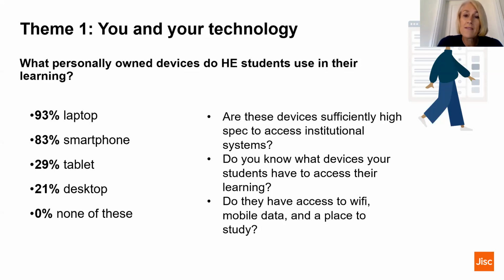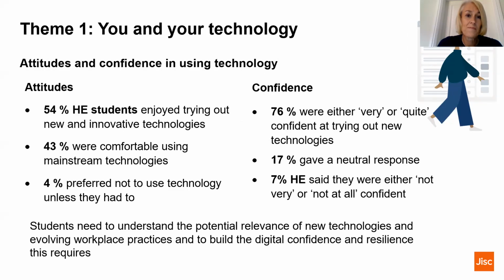So we need to ask ourselves, are these devices sufficiently high spec to access the institutional systems you'll be providing? And do you have a mechanism in place to know that the students arriving on campus, what devices they have access to for their learning? Do they have access to Wi-Fi, mobile data, and importantly, if they are studying remotely, do they have a place to study that is secure, that is quiet, that is suitable and appropriate to support their learning needs? So some questions there that are useful to consider as we move forward into the new academic year.